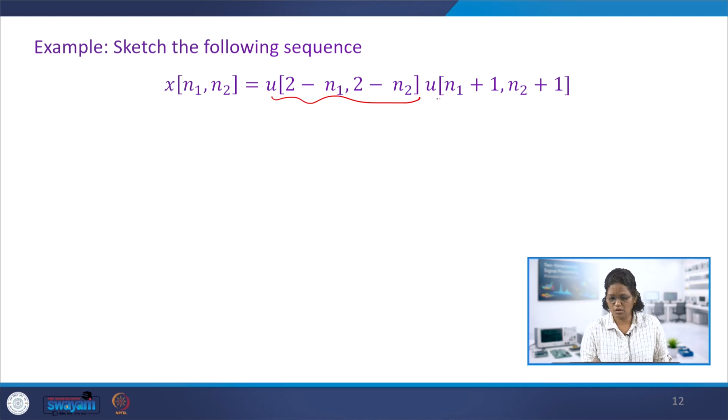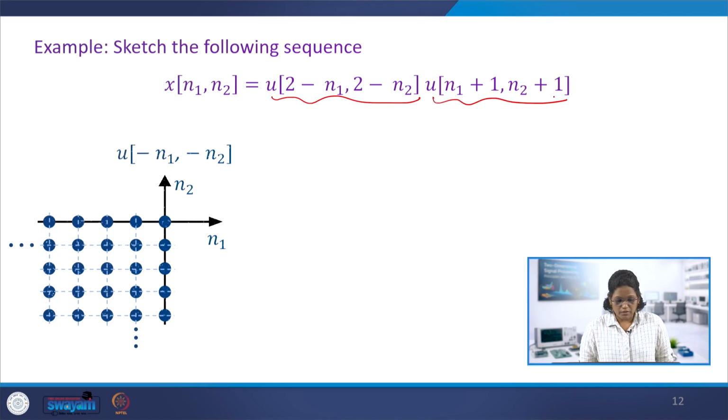Again this is the step sequence, u of n1 plus 1 and n2 plus 1 here. So in this case, how do we plot this? This is a product of two sequences. So first we will plot this sequence here. You can see even plotting this, it's not a straightforward u of n1 comma n2.